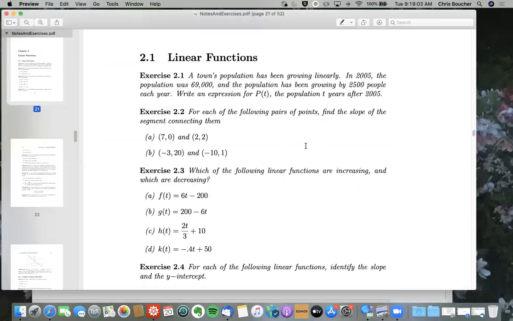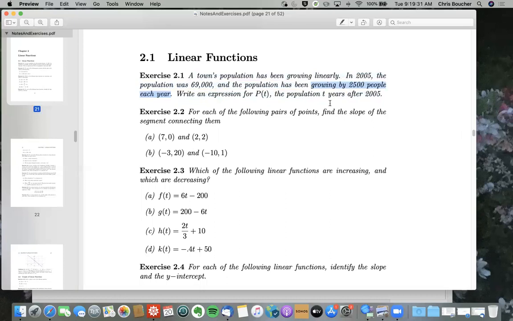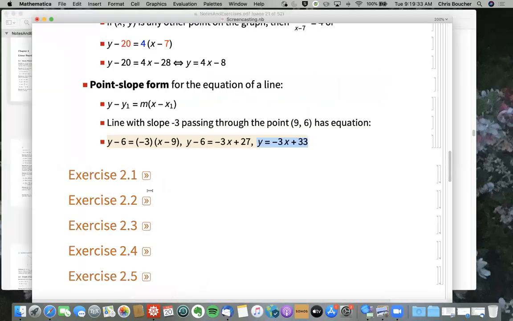Okay, so in this first one here, we have a modeling problem, right? We have a population of a town that we're told is growing linearly. In 2005, there are 69,000 people, and it grows by 2,500 people each year. So this right here, growing by 2,500 people each year, that's giving us the constant average rate of change, right? So the m value here is going to be 2,500.